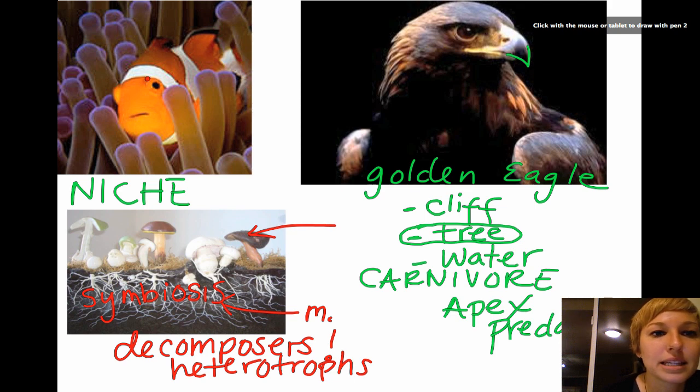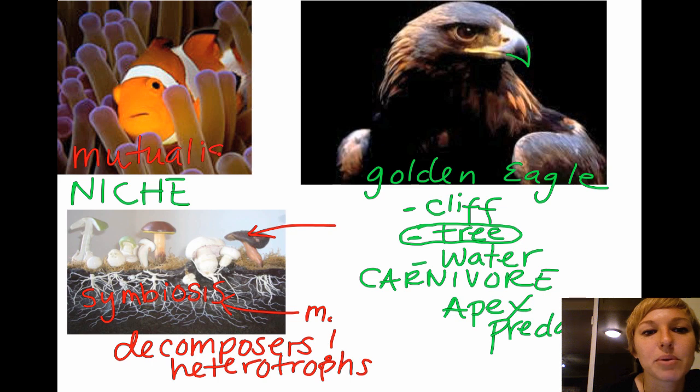So not only is the niche of this fish a consumer, but it also lives symbiotically, which means in partnership with or interaction with an anemone, and their relationship is called mutualism because they both benefit from it. So not only does it have a niche as a consumer, but it also has a niche that this anemone somewhat depends on this fish for its survival. So I think you guys have a good idea of what a niche is.